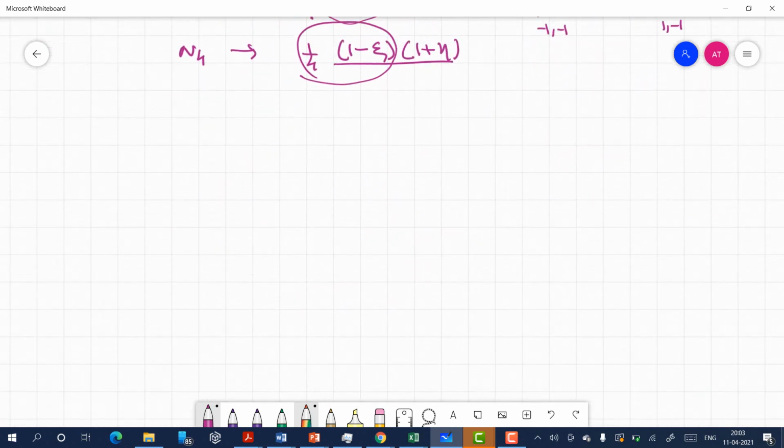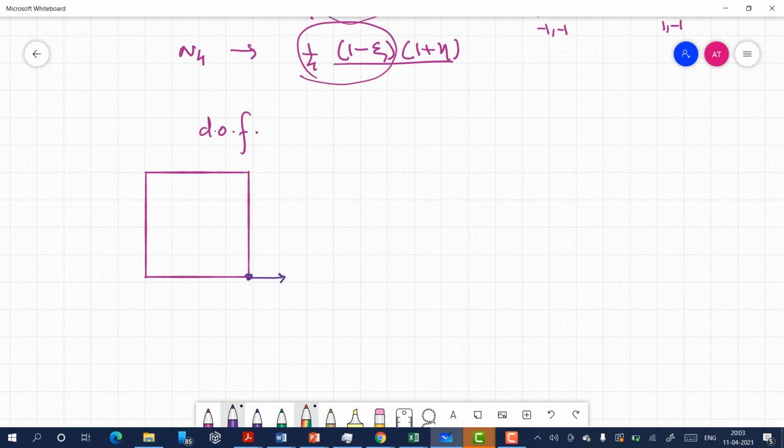Let us look at the generalized degree of freedom. Because this is a two-dimensional element, in one-dimensional element we only had one degree of freedom, but because it is two-dimensional we have 2 degrees of freedom at each node. So we have displacement in x direction, which we may call u, and in y direction, which we may call v. And at each node we will have these values. So here we will have u1, v1, u2, v2, u3, v3, and u4, v4. Those will be the nodal values of degrees of freedom.